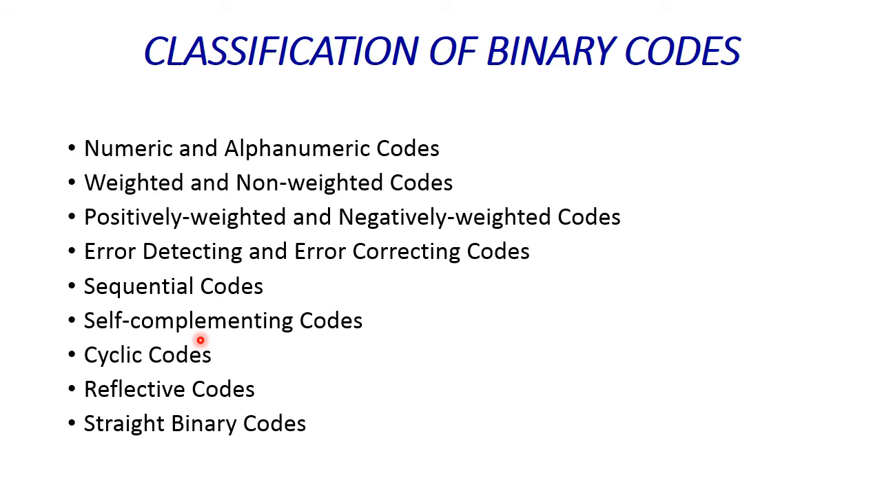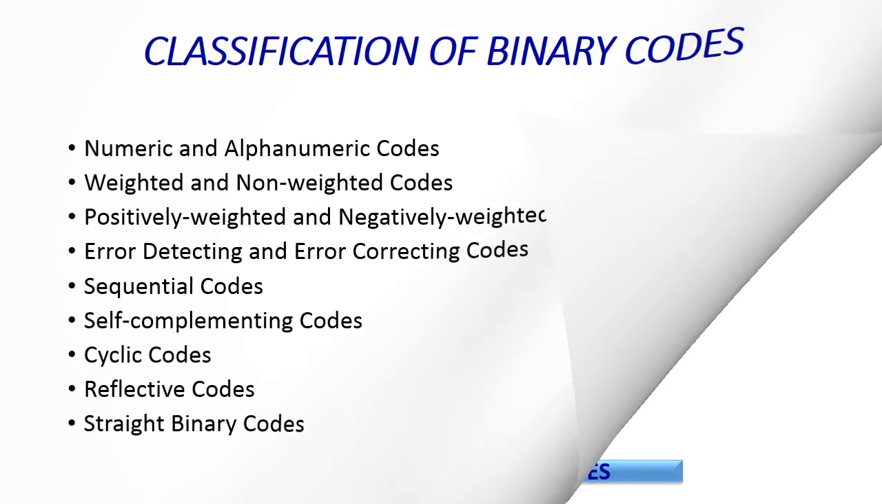Next, the reflective code. A reflective code is a binary code in which the n least significant bits for code words 2 power n through 2 power n plus 1 minus 1 are the mirror images of those for 0 through 2 power n minus 1. So the Gray code is a reflective code. Now the last one is the straight binary code. A straight binary code is used to represent numbers using natural binary form as discussed. It is a weighted code since a weight is attached to every position.